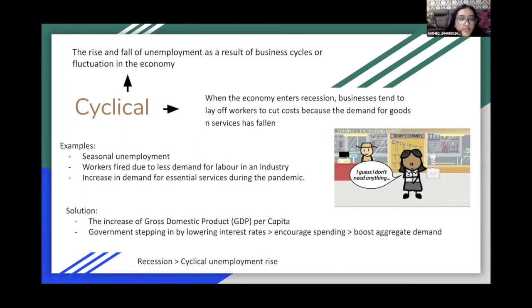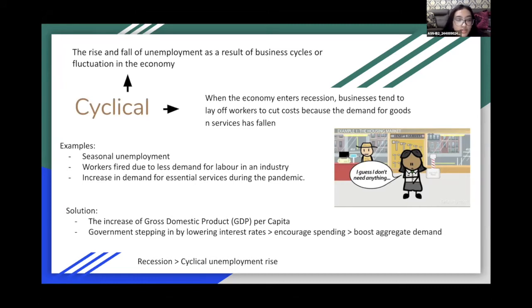And the examples of cyclical unemployment are seasonal unemployment, where people are unemployed at certain times of the year, and when the demand for labor is lower than usual. And this type of unemployment may drop when there's an increase in gross domestic product.